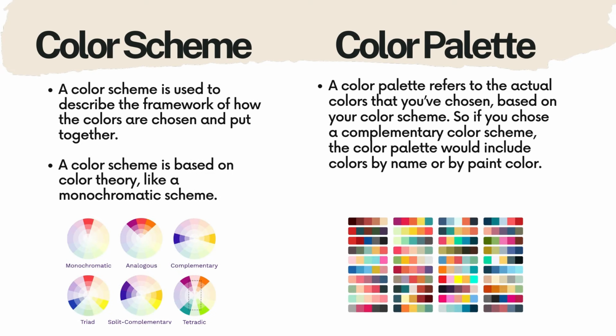The phrases color scheme and color palette seem to be used interchangeably, but they're different. A color scheme is used to describe the framework of how the colors are chosen and put together. A color scheme is based on color theory, while a color palette refers to the actual colors that you've chosen, based on your color scheme. So if you chose a complementary color scheme, the color palette would include colors by name or by paint color. It's more specific to your project.